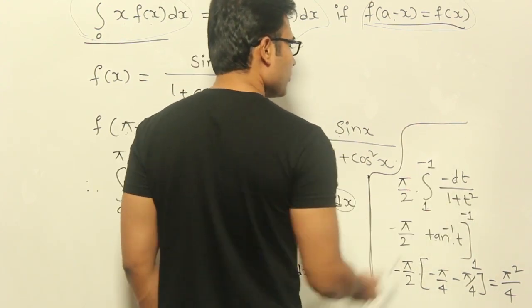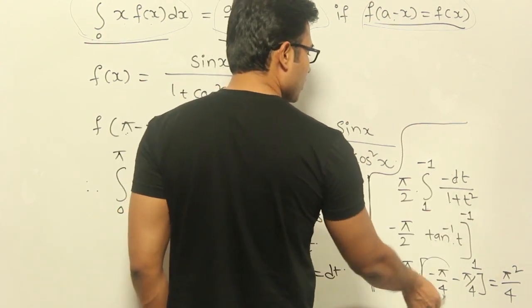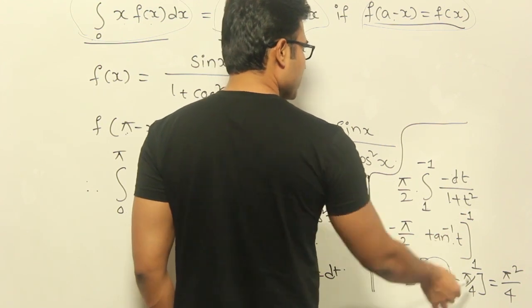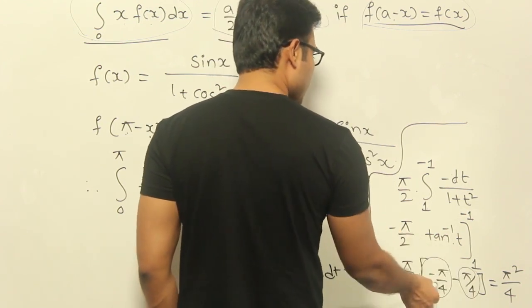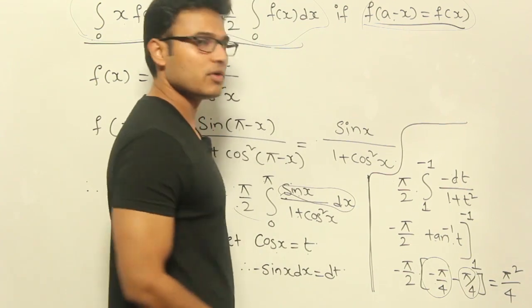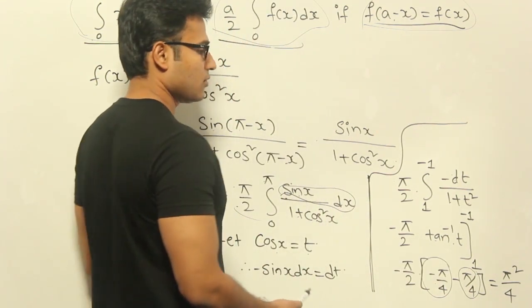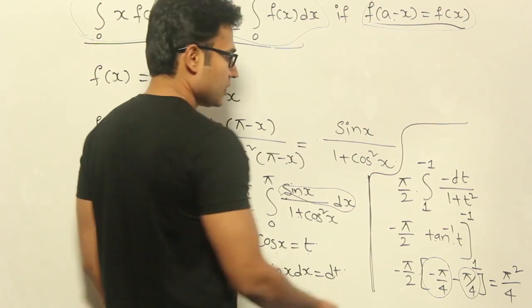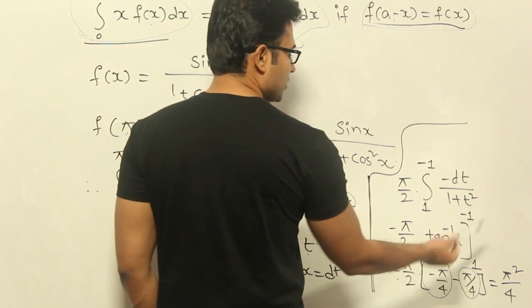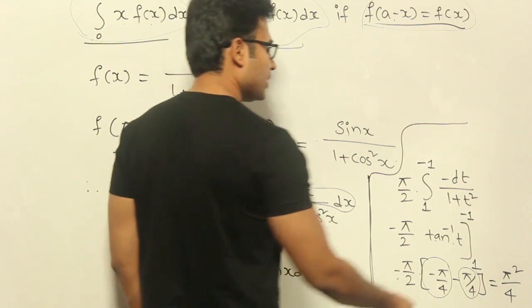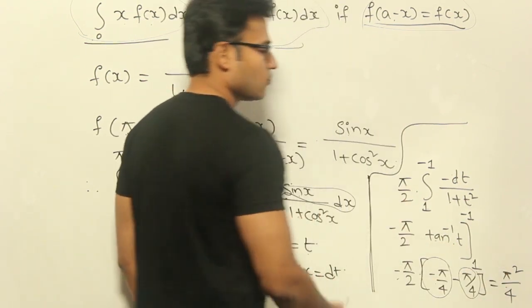Now what is tan inverse of minus 1? It is minus pi by 4. What is tan inverse of 1? It is pi by 4. Therefore minus pi by 4 minus pi by 4. We are going to get, which is nothing but minus 2 into pi by 4, which is pi by 2. Got it? So minus pi by 2 outside and minus pi by 2 inside. So when you multiply them, it is going to be pi square by 4.